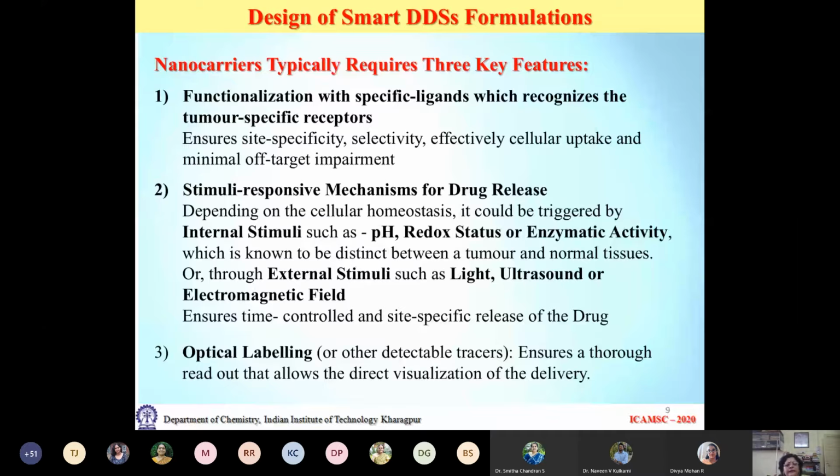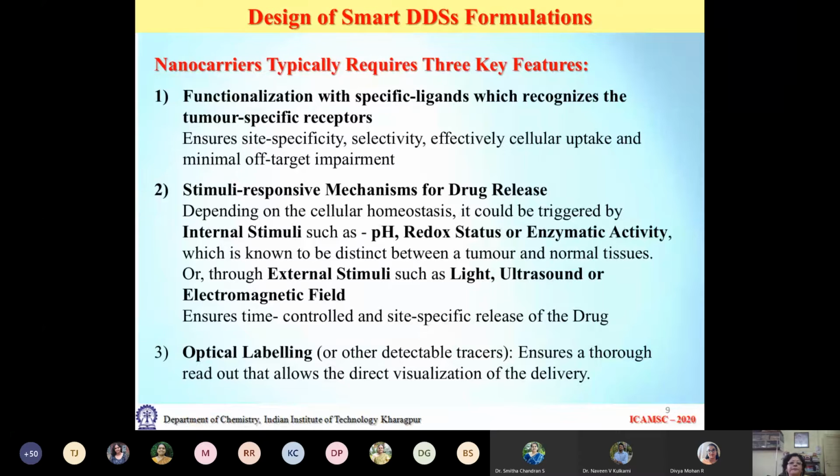But if you are making that unit, then when it travels, it has gone to the site where it should deliver. Now what we have to do is trigger the release. We have to have a stimulus which is going to release the drug and separate it from the carrier. This is what we call the stimuli-response mechanism, through which the drug is going to be released from the formulation you have created.